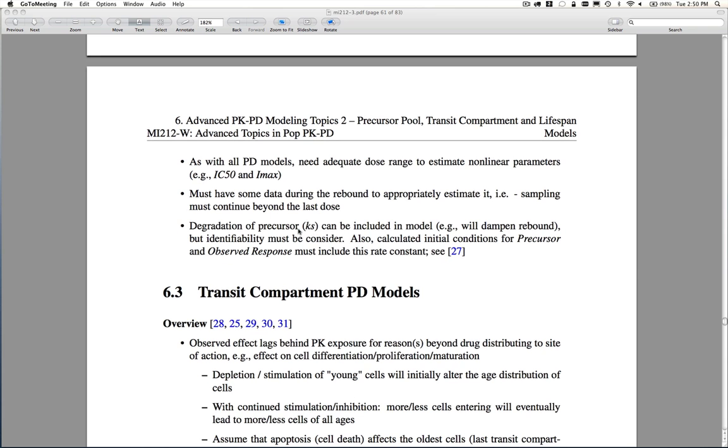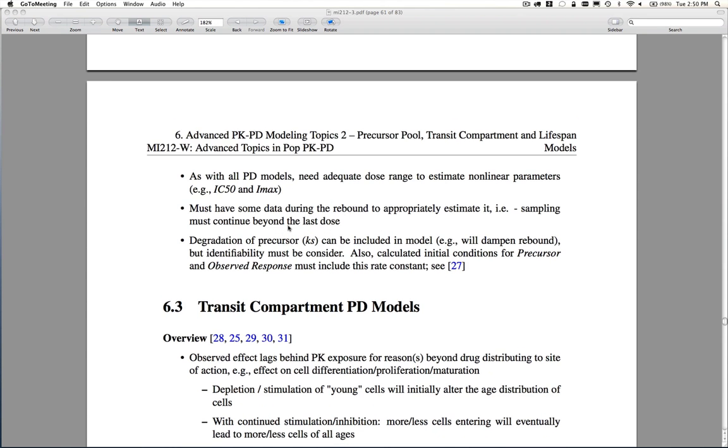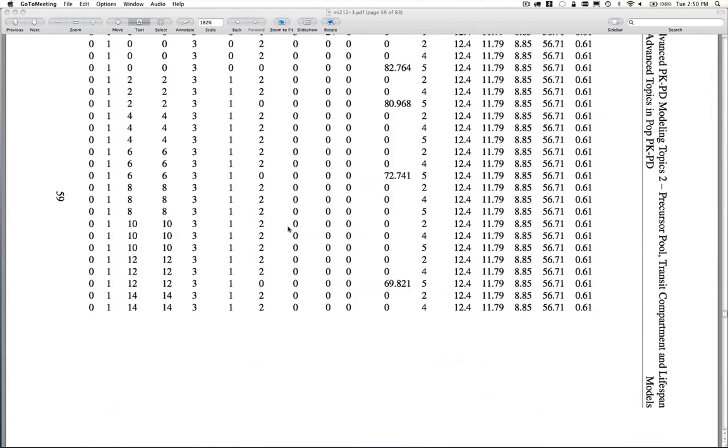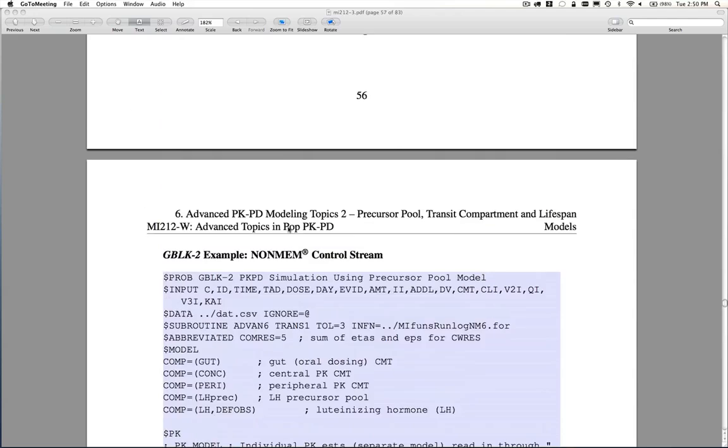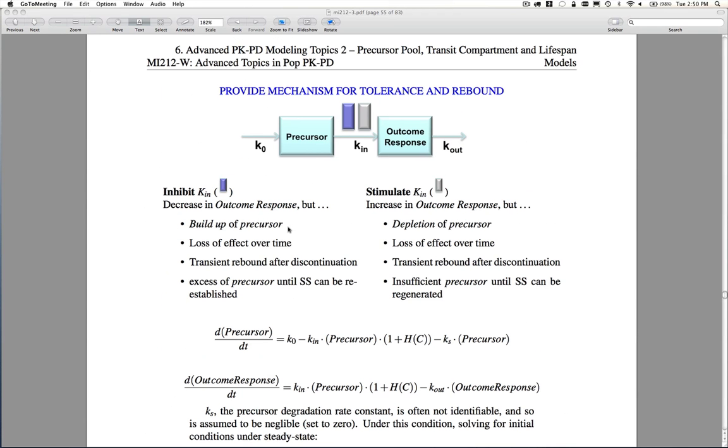I had mentioned early on this degradation of precursor. Just go back up to the schematic here to remind you of that. This is another option, if you will, within these types of models, that you can actually have a degradation of this precursor. What that does, in a sense, is it provides another outlet for this precursor in those situations where you're inhibiting the production of this outcome from the precursor. And I guess in a sense, it further depletes that pool when you're applying a stimulation function to that as well, because not only are you drawing more out, but you also have that sort of parallel process as well.